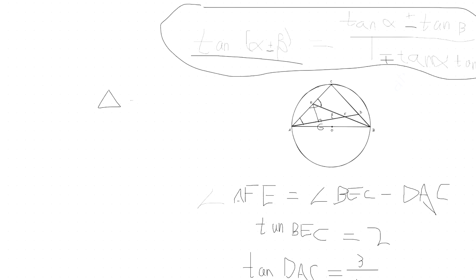Triangle AGE is similar to triangle A. What was that? What is this? And then because we know this, we can now find AG and GE.